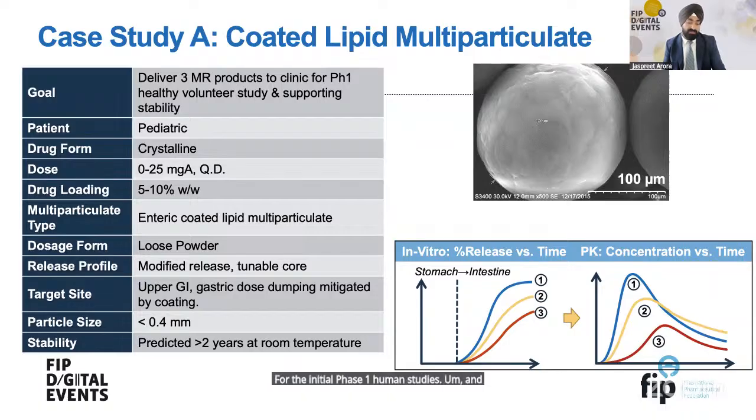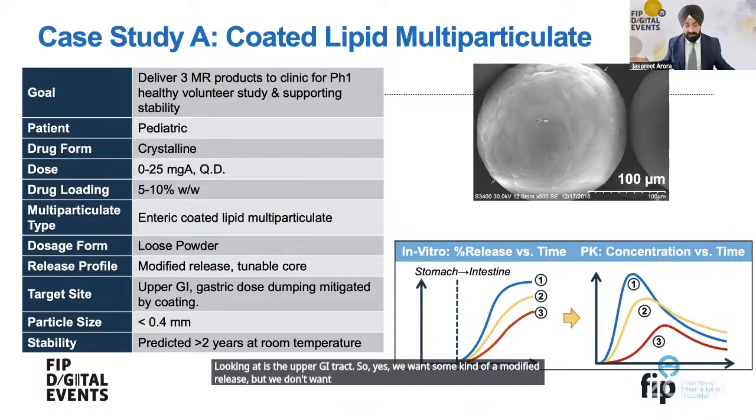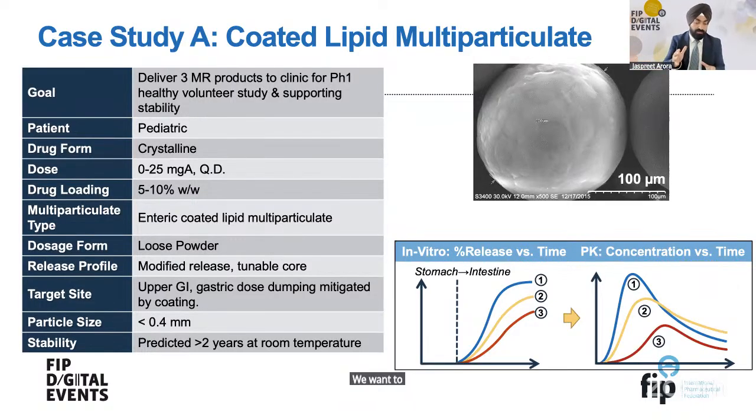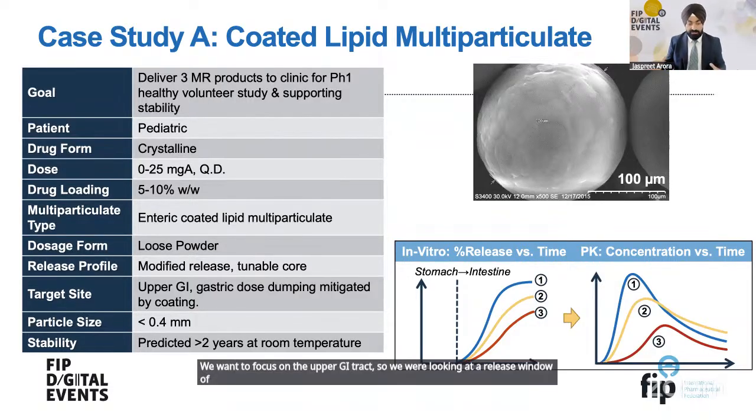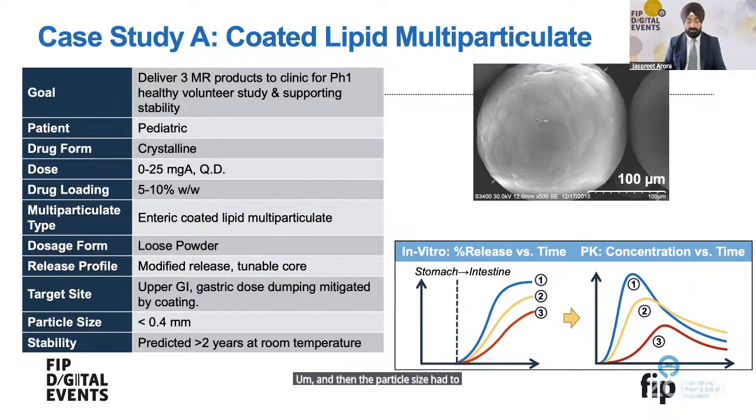And the target site that we were looking at is the upper GI tract. So yes, we want some kind of a modified release, but we don't want it to be released over a period of 12 to 14 hours. We want to focus on the upper GI tract. So we were looking at a release window of 4 to 6 hours. And then the particle size had to be less than 400 microns.